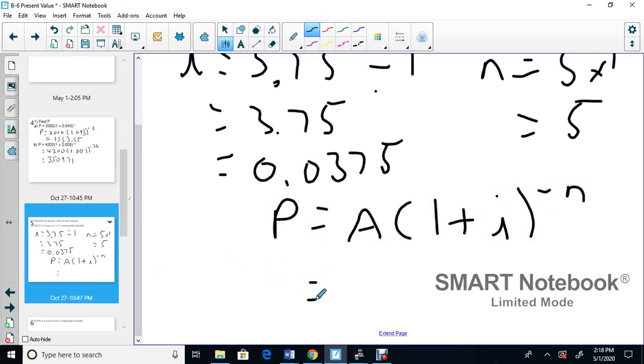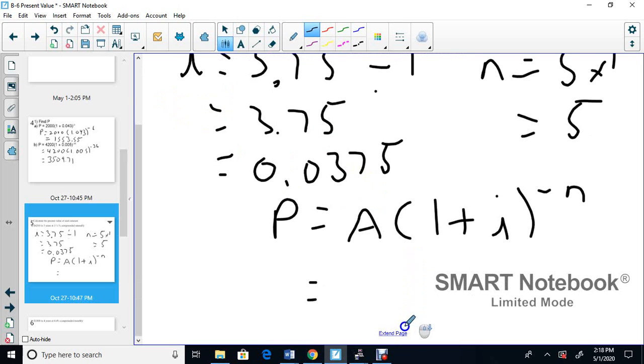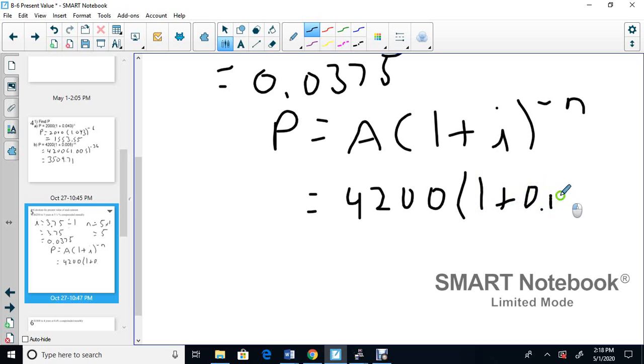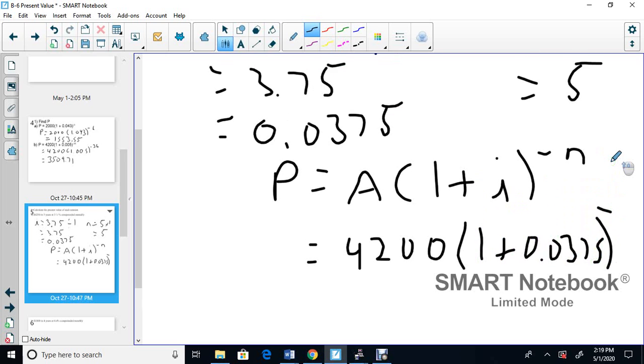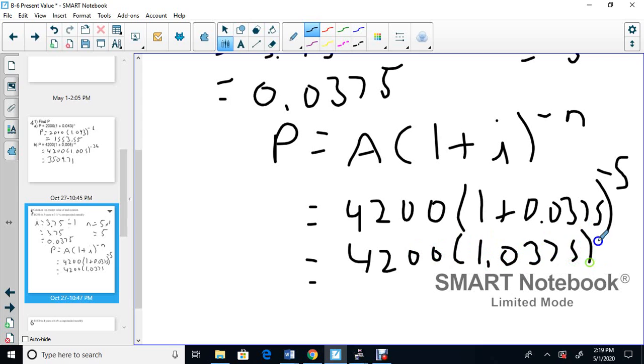P equals A(1 plus i) to the negative n. Our amount is 4,200. So 4200 times 1 plus 0.0375 to the minus 5. So you put negative 5 there. So that's like 4200 times 1.0375 to the negative 5. We'll get our calculator out.